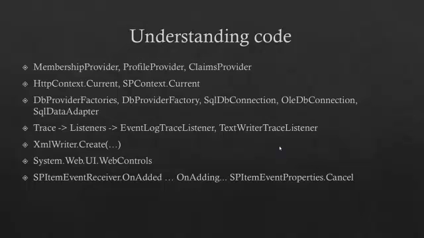Trace, we have listeners, an EventLogTraceListener, a TextWriterTraceListener. Here we see the chain of responsibility. These listeners are the chain, the EventLogTraceListener is just one item in the chain. The TextWriterTraceListener is one item in the chain. So when I write to my Trace, it will go through this chain of responsibility and give everybody a notification that I did a write to the Trace.